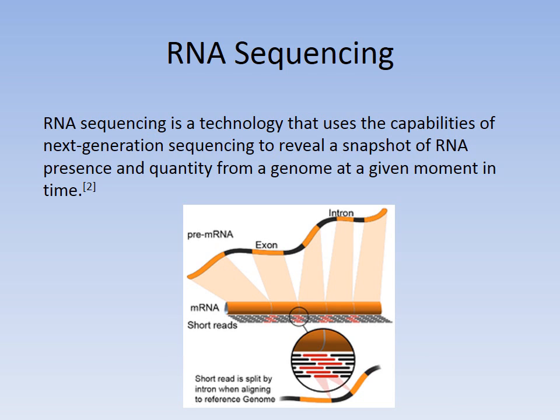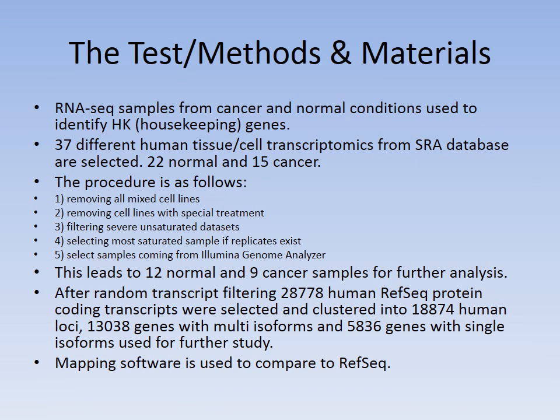RNA sequencing is when snapshots are taken of RNA presence and quantity from a genome at any given moment. The experiment used 12 normal samples and 9 cancer samples to explore the general mechanisms of cancer gene expression regulation from RNA sequencing transcriptome data. RNA sequence samples under normal and cancer conditions are selected to identify the HK genes, housekeeping genes.